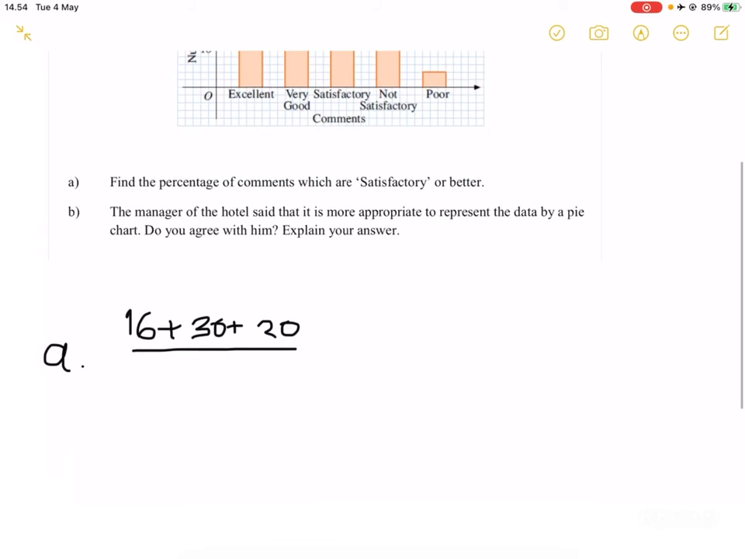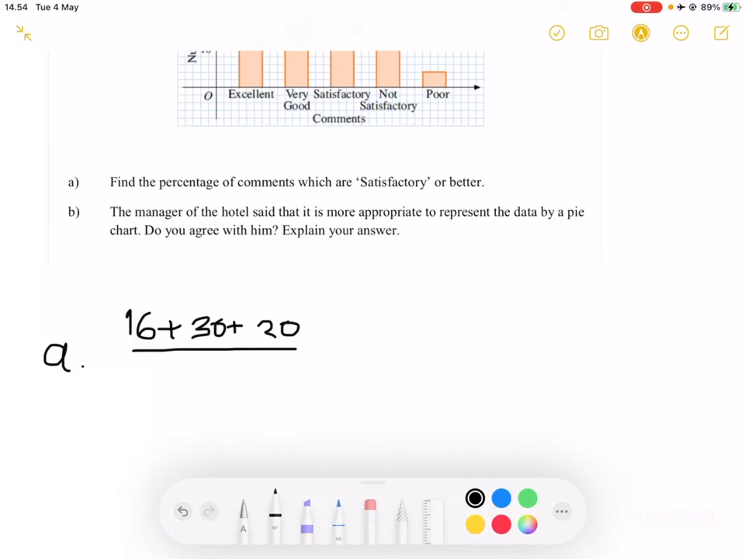All over the sum of the other frequencies, 60 plus 30 plus 20 plus 10 plus 4, times 100%, which you should end up with 82.5%.